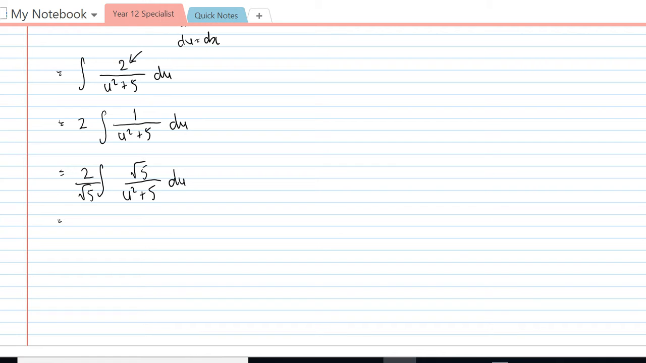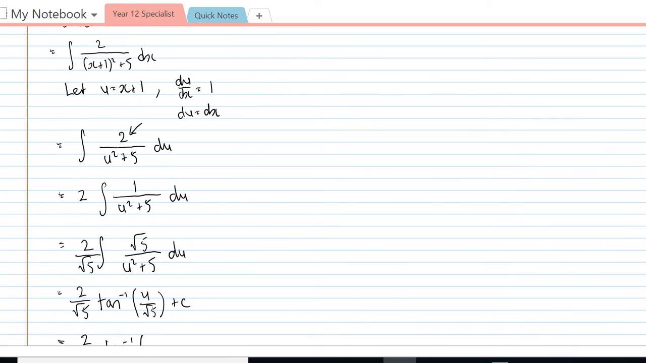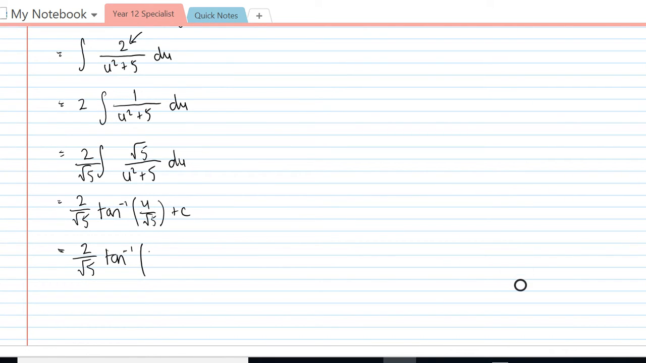So the integral in this case is going to be 2 on root 5 inverse tan of u on root 5 plus c, and we make our original substitution back into this. So we end up with 2 on root 5 inverse tan, and u we said was x plus 1. And there we have it.